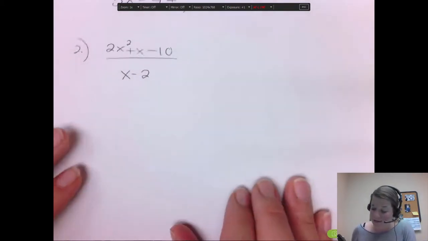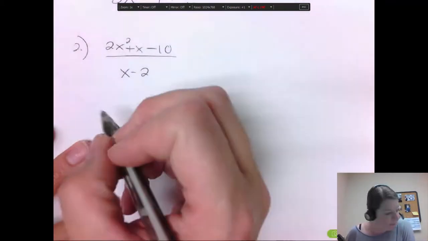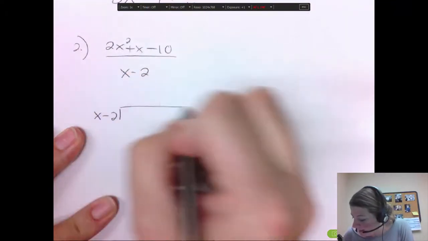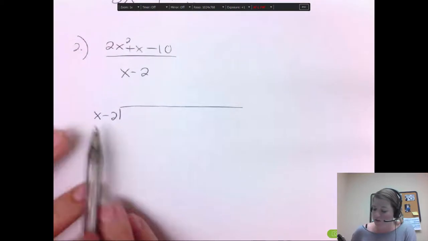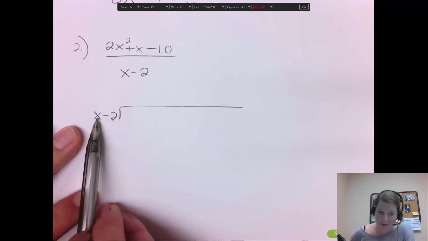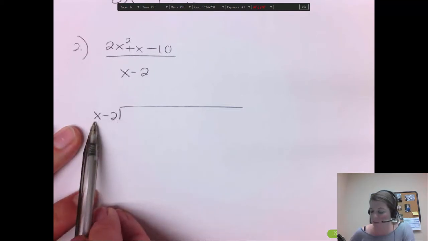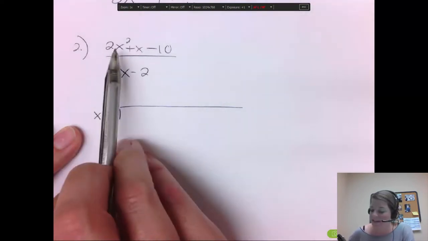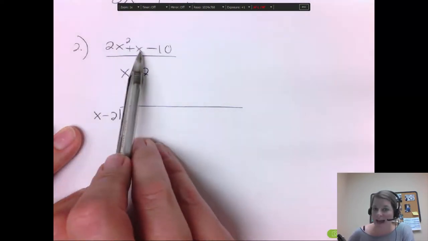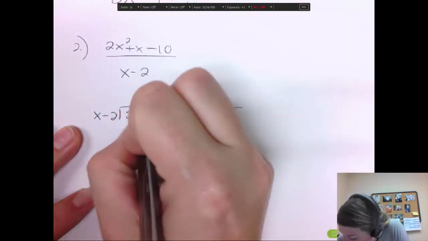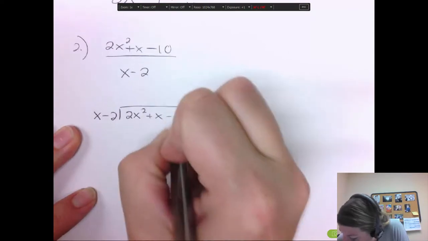So what we want to do is set this up like a long division problem. We're going to set it up with x minus 2 outside the long division symbol, and we have to make sure the terms go down in descending order of the exponents. We have x squared, then an x with an exponent of 1, then a number. Perfect. This has to go x squared, x, number, and it does, so we're good here. If it doesn't, I'll show you what to do on my next one.